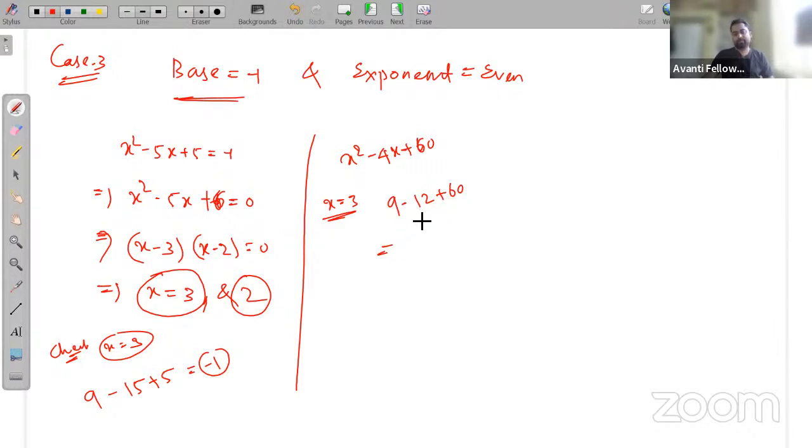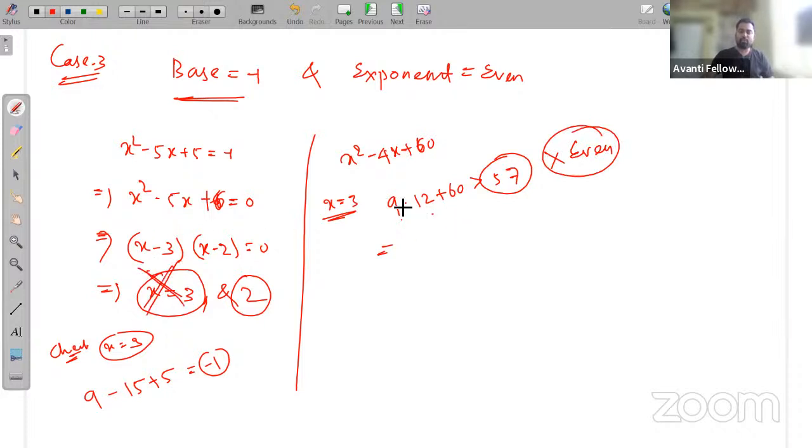ये हो जाएगा कितना? पॉजिटिव हो रहा है ना? So this is 9 minus 12 is 3. So 3 हो गया तो this is 57, which is not even. It is not even. So we cannot take 3.